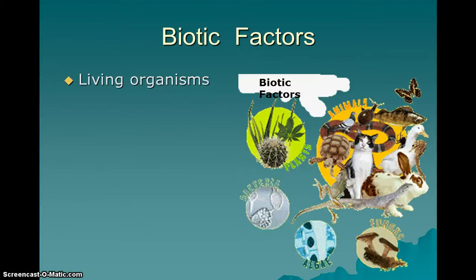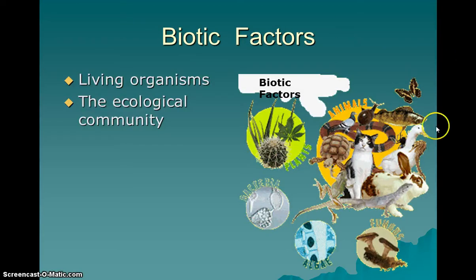So biotic factors. Biotic factors are going to be living organisms and the ecological community. Those are the biotic factors. Some of the biotic factors here, we have all living organisms. So you can put plants, animals, fungi, bacteria, that's all living. On 13.1 conceptual understanding, it says ecosystems include biotic factors such as, and then give some examples. So it could be animals, plants, anything living.